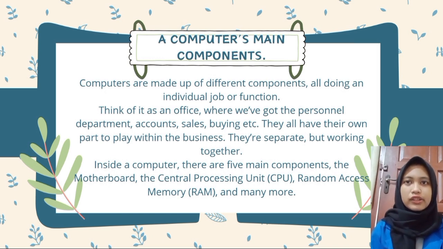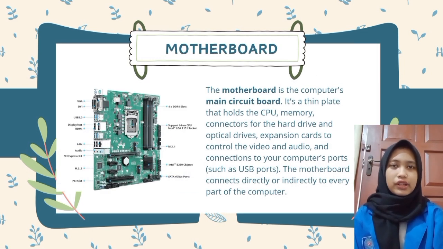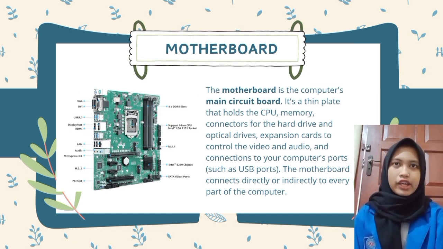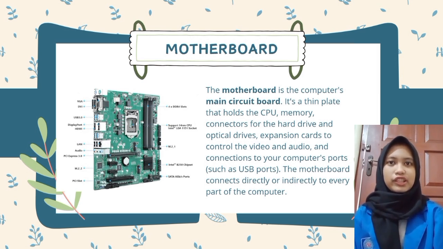Inside a computer, there are five main components: the motherboard, the central processing unit, random access memory (RAM), and many more. First, the motherboard. The motherboard is the computer's main circuit board. It is a thin plate that holds the CPU, memory, and connectors for the hard drive and optical drive. Expansion cards are controlled by video and audio, and connection to your computer ports such as USB ports. The motherboard connects directly or indirectly to every part of the computer.